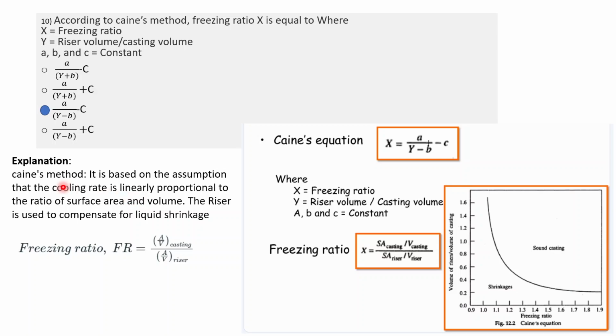Now Kahn's method is based on the assumption that the cooling rate is linearly proportional to the ratio of surface area and volume, and the riser is used to compensate for liquid shrinkage. This is the freezing ratio that I told you earlier. This is similar to this.